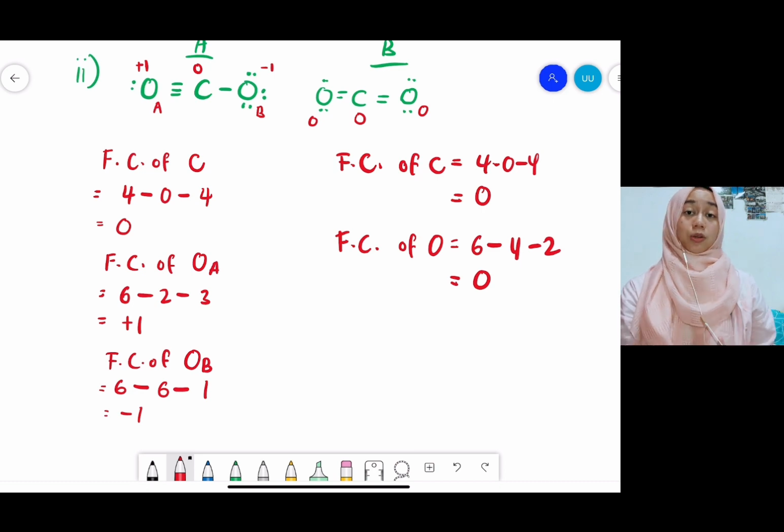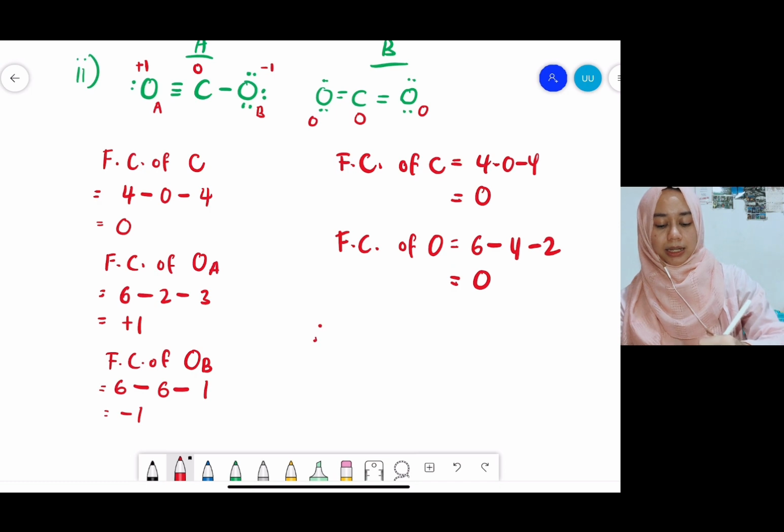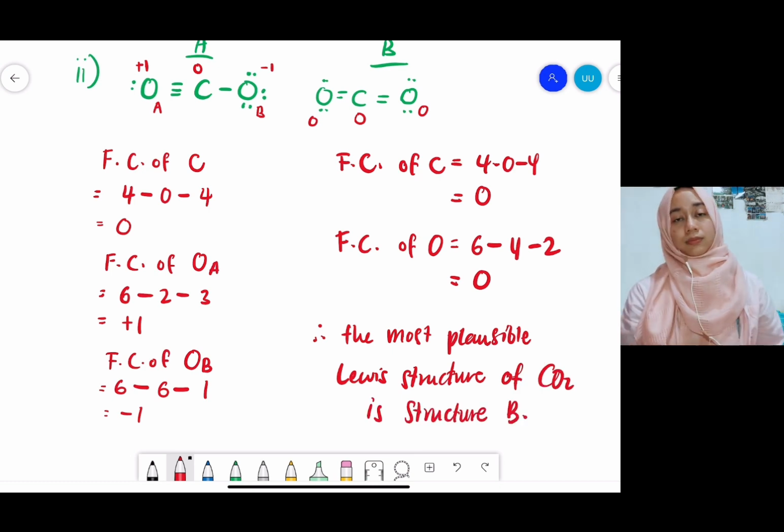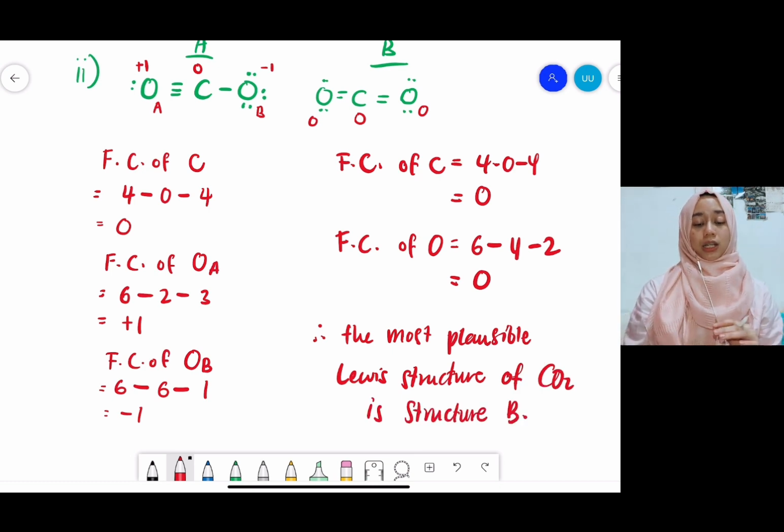Therefore, which one is the most plausible structure? A ataupun B? B is the answer. Okay, therefore the most okay, so ini untuk contoh kedua. So now kita tengok contoh ketiga pula.